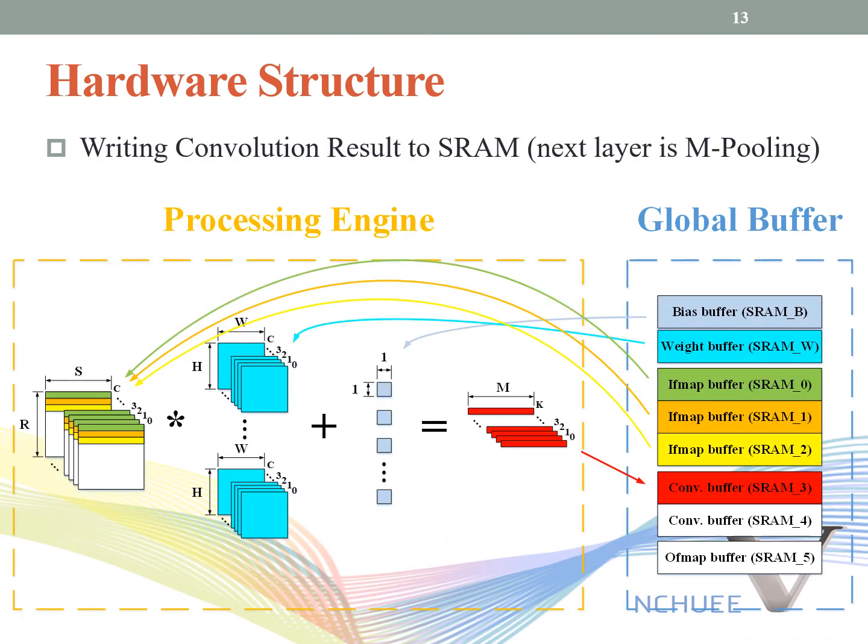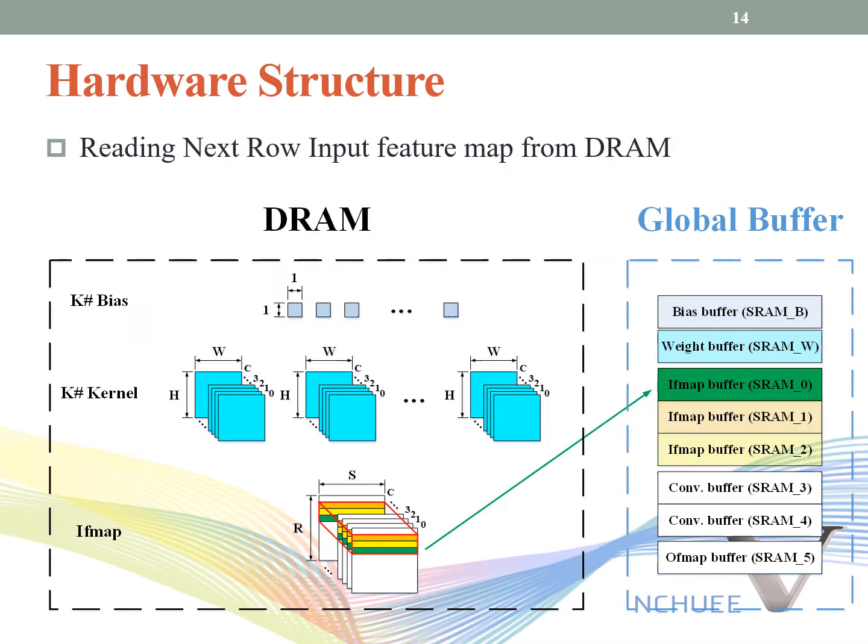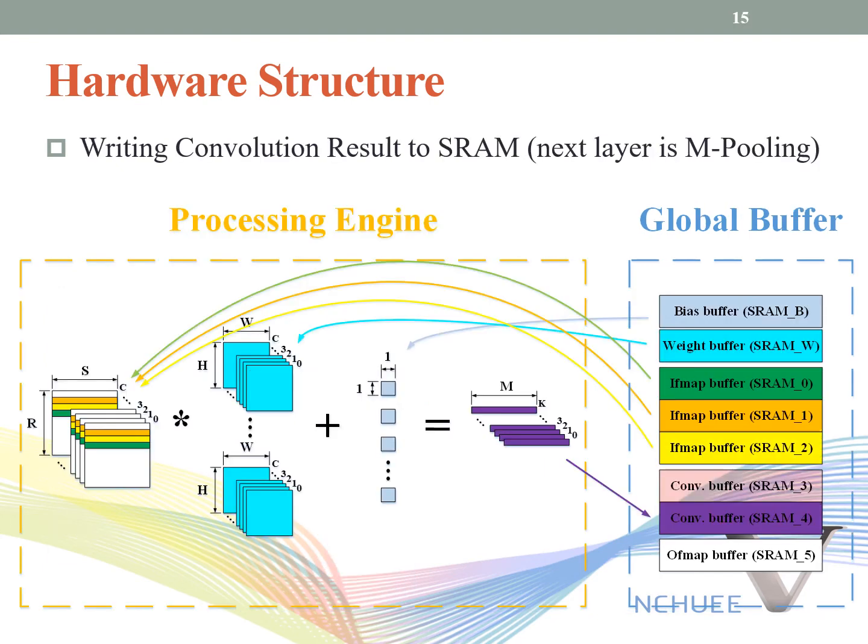If the next layer is max pooling, it is the same as when the next layer is convolution. Bias, weight, and input features are transmitted to each SRAM in the global buffer from DRAM. Bias, weight, and input feature are transmitted to the processing engine to do convolution and get a result, which is also the red label on this page. Then store the value in SRAM3. And read the next row of input feature from DRAM and replace SRAM0. Do the same operation, but this time the convolution result will be stored in SRAM4.